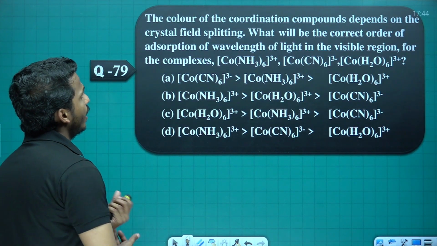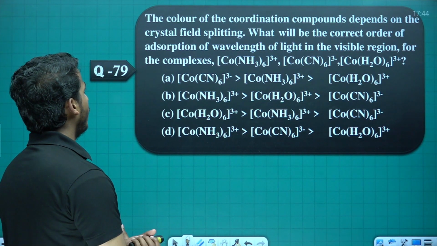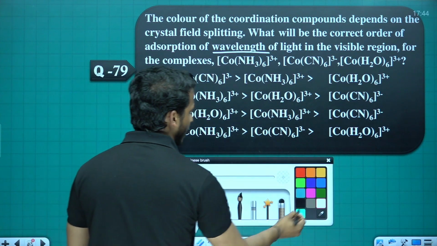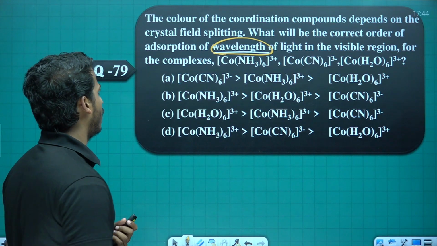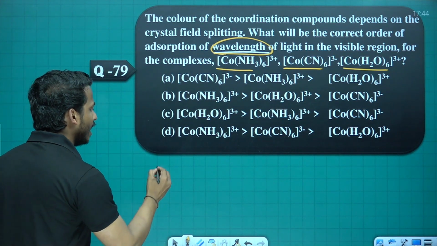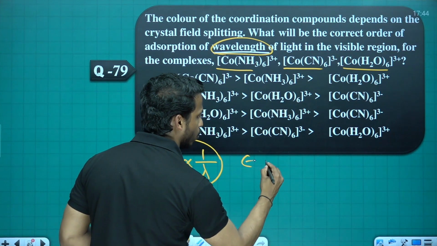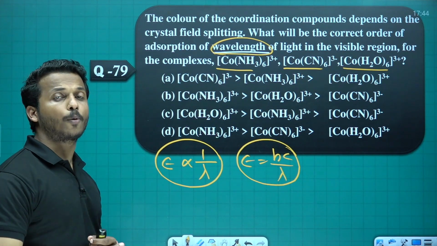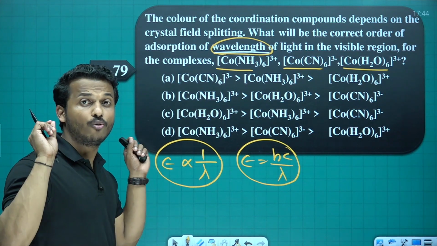The color of the coordination compound depends on the crystal field splitting. What will be the correct order of their absorption wavelength? Wavelength. Careful, all of you. You want to arrange these complexes in the order of their wavelength. You studied in 11th grade, energy is related to what? Wavelength, right? Energy E equals hc by lambda. So energy is inversely proportional to which one? Wavelength, correct? Energy is inversely proportional to wavelength.